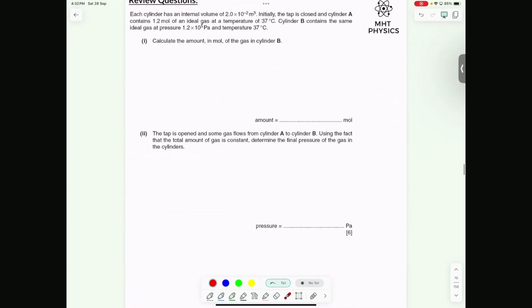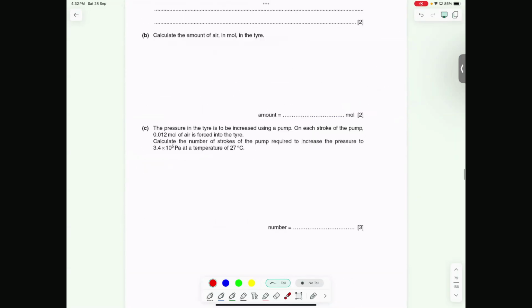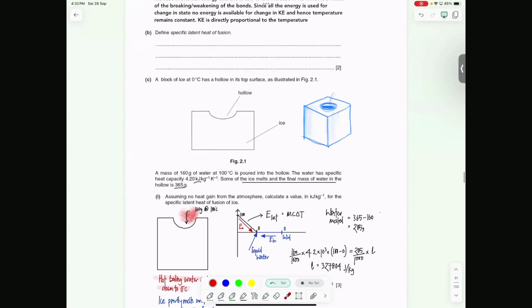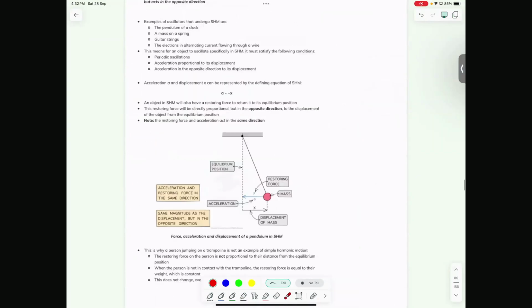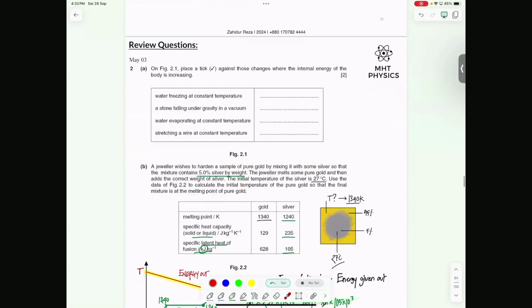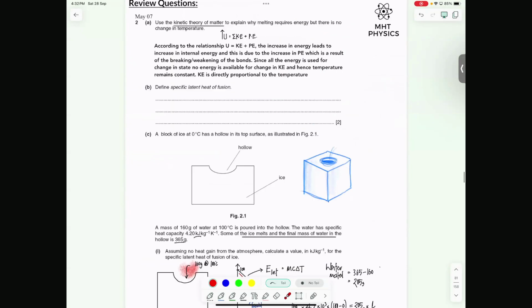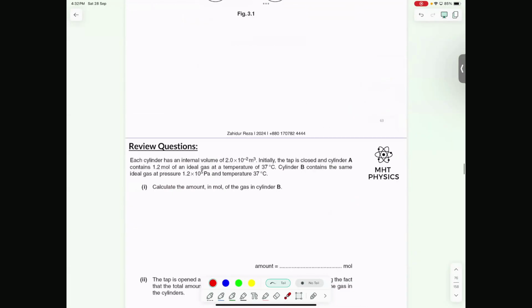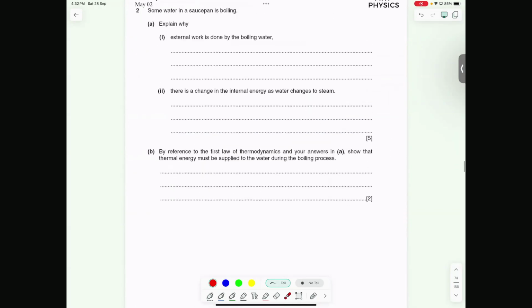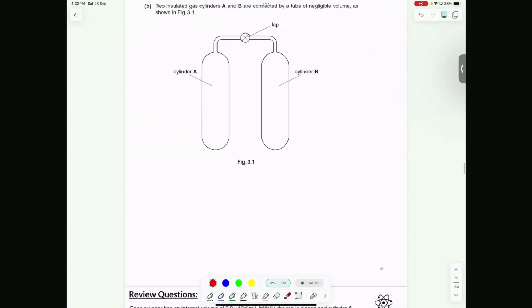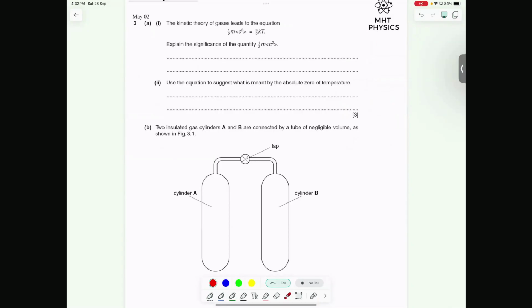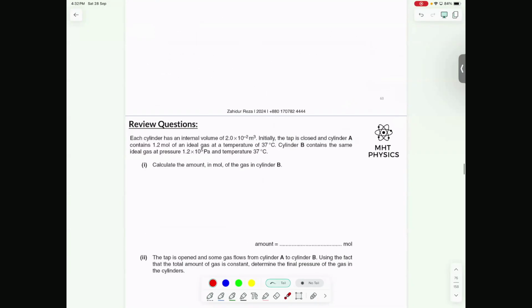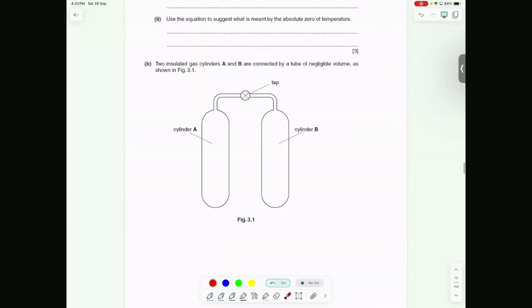So the next chapter is simple harmonic motion. A very interesting topic, very small topic as well. But next class we'll start it. For now, we're just going to solve questions from this chapter. So first question, page 63.